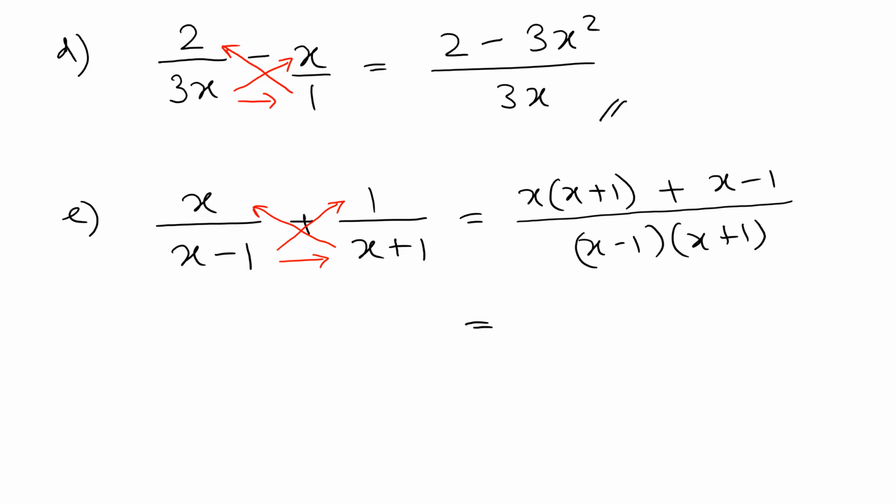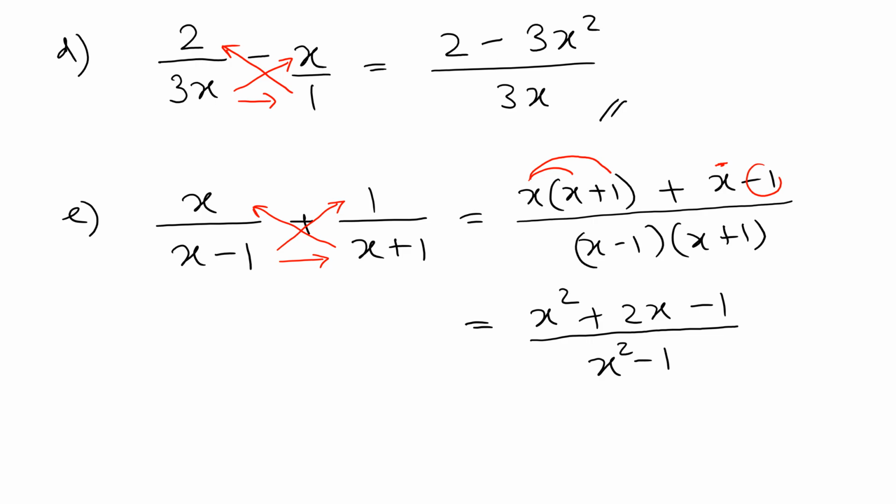When you multiply x and x, you get x squared, and then you multiply x with 1, so you get x, and there's another x here, so you get 2x, and then you also have a minus 1 left here. The denominator: remember when you multiply x minus 1 with x plus 1, you get x squared minus 1. If you are not familiar with this one, look at the video about factoring polynomials, and you can find the link in the description. That's what you get for this one.